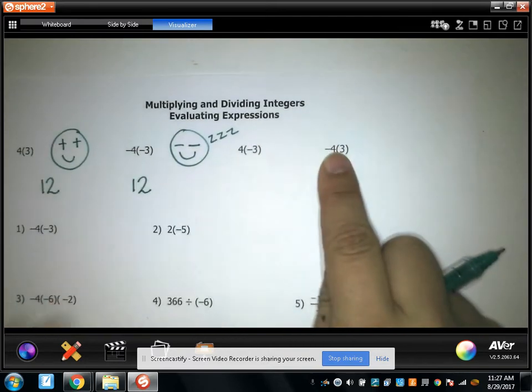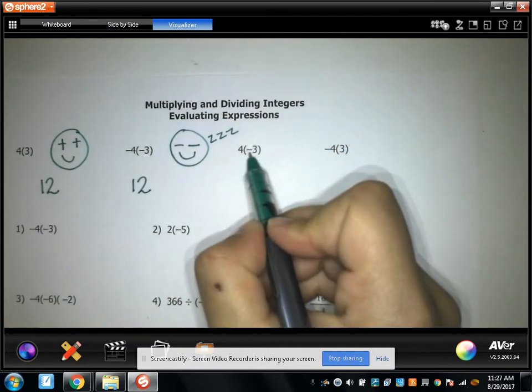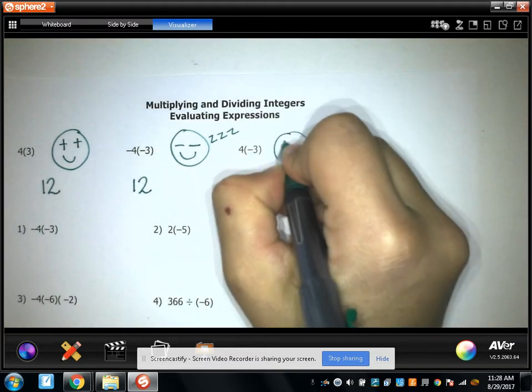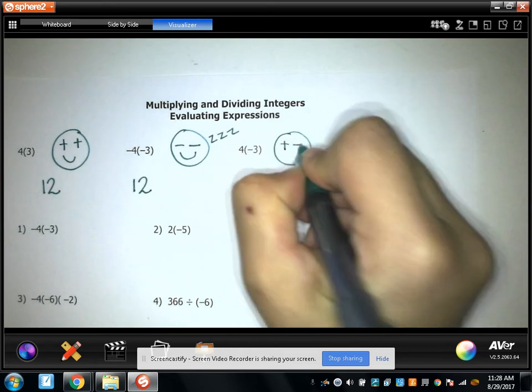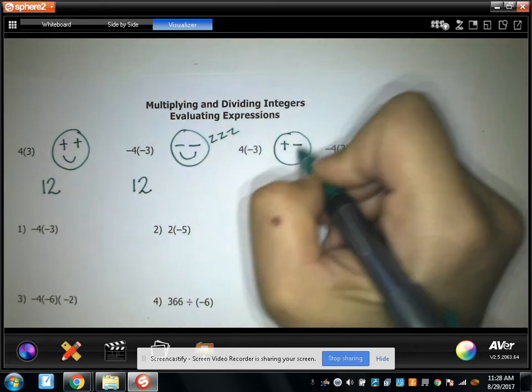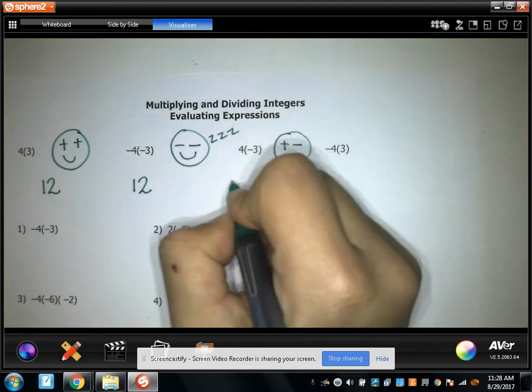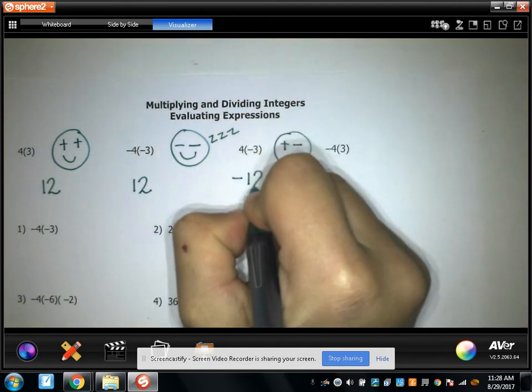Here we go. This is not 4 minus 3. That's a common mistake. This is 4 times negative 3. The parentheses mean to multiply. So we have a positive 4 times a negative 3. Ooh, that guy got hit in the eye. He's very upset. Your answer is going to be negative. So this answer is going to be negative 12.